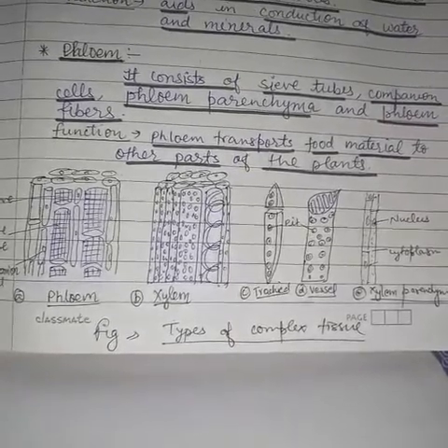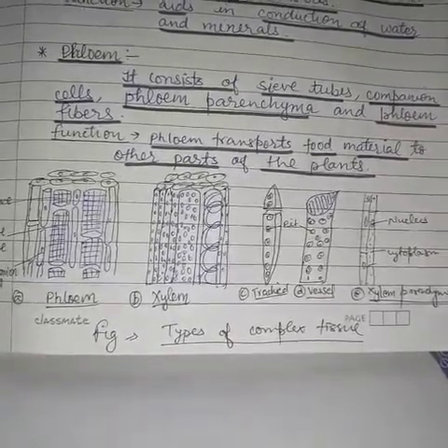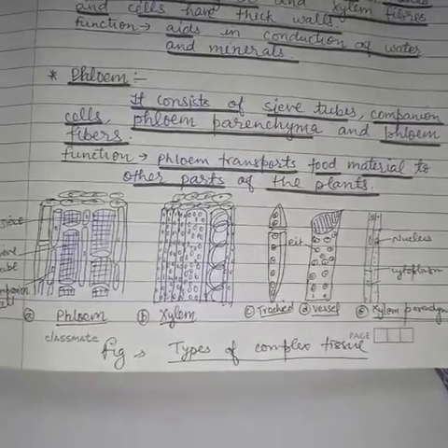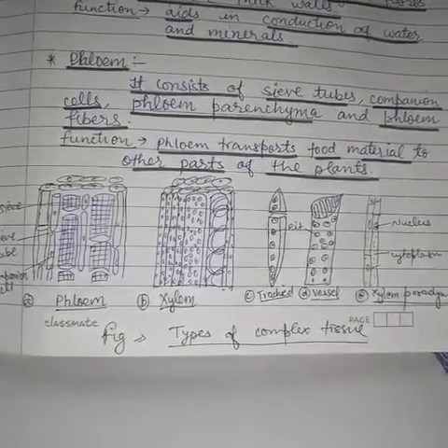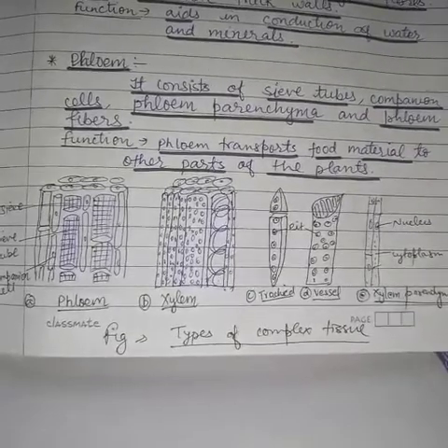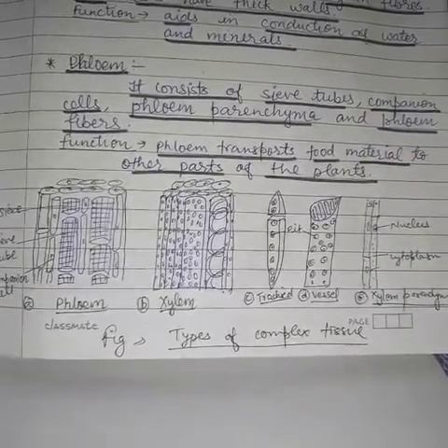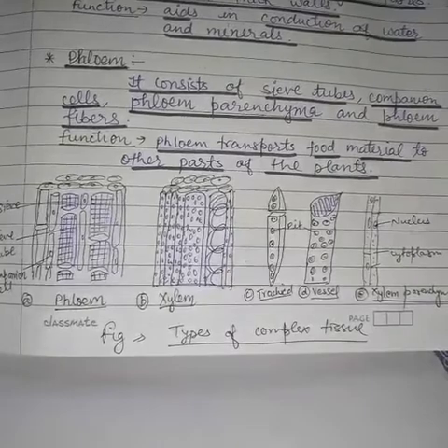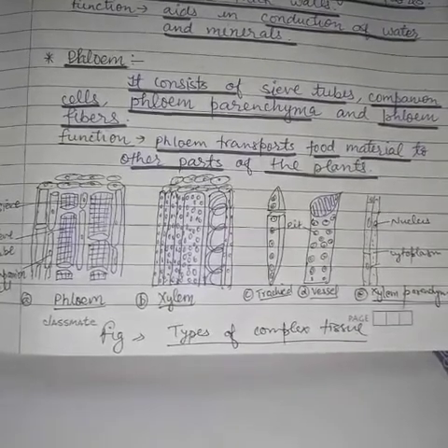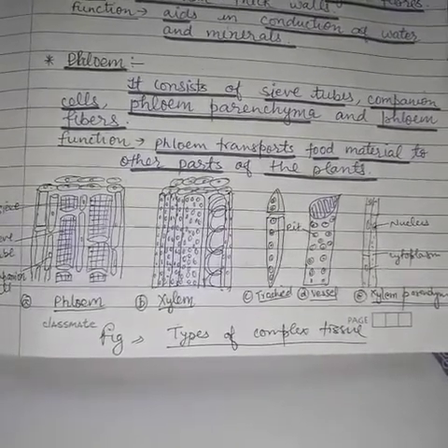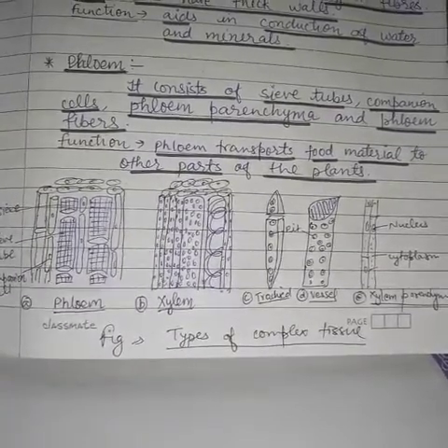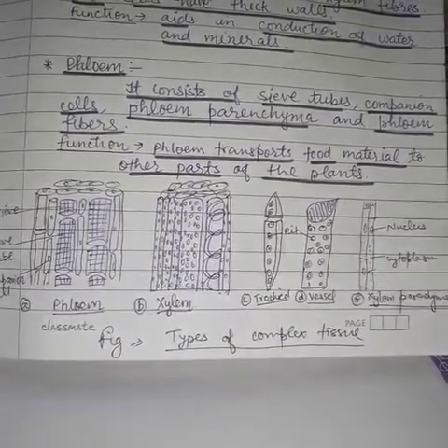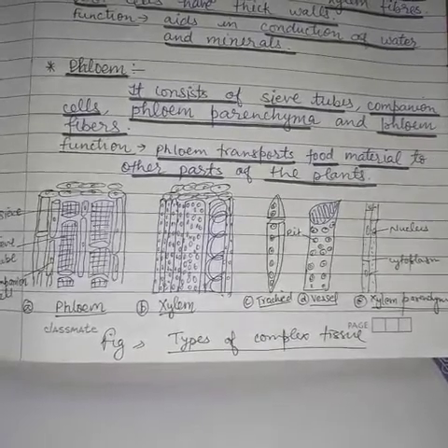Simply we can say complex permanent tissue is generally of two types: xylem and phloem. Xylem helps in the transportation of water from the root to all parts of the body, and phloem helps in the transportation of food material from the leaf to all parts of the body, and that food material is made by the plant with the help of the photosynthesis process.